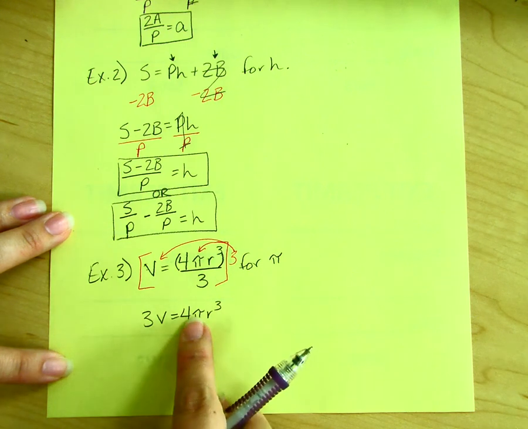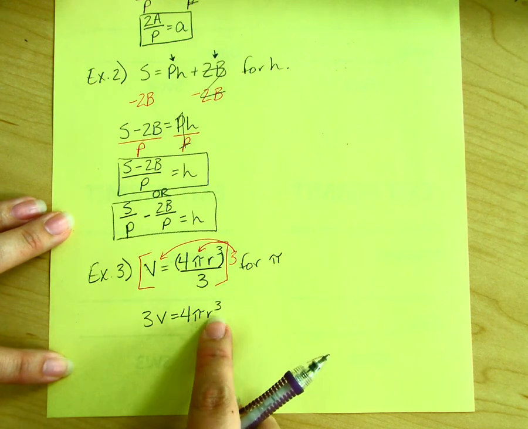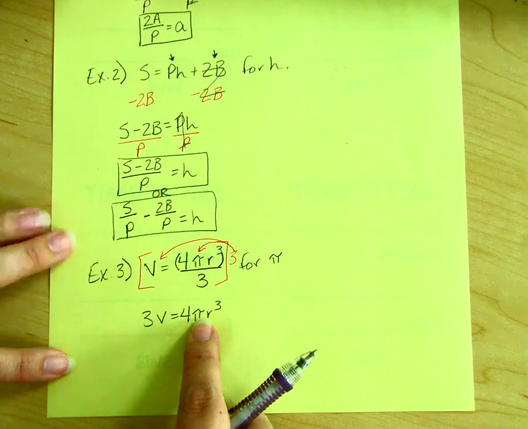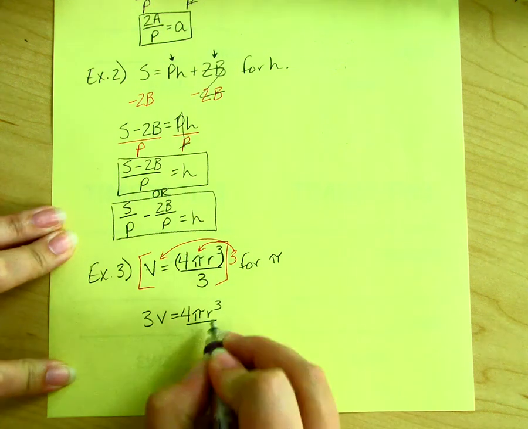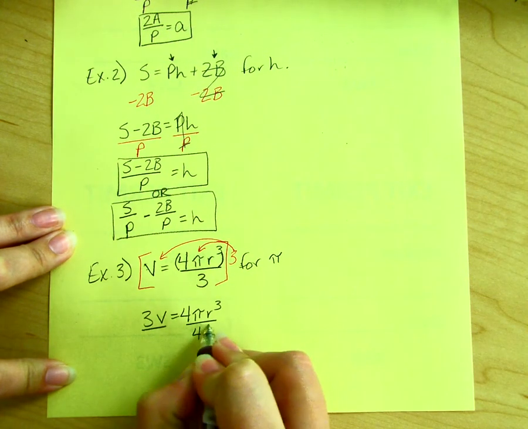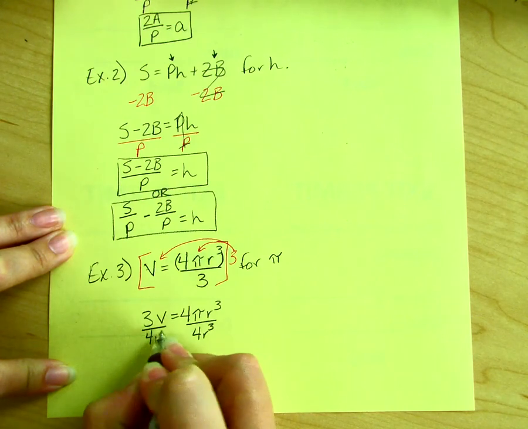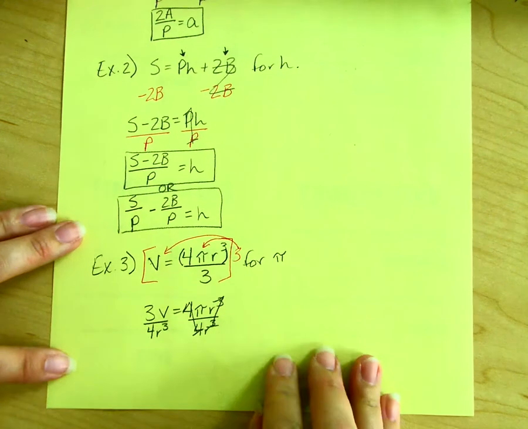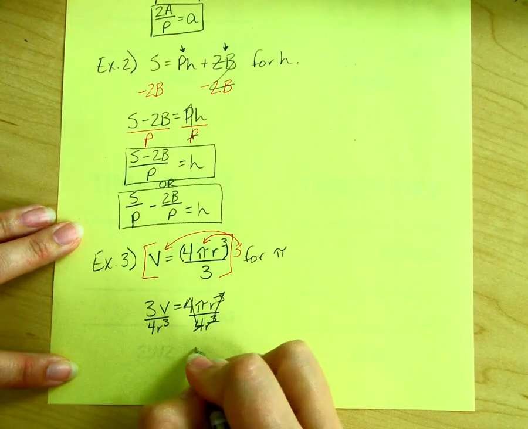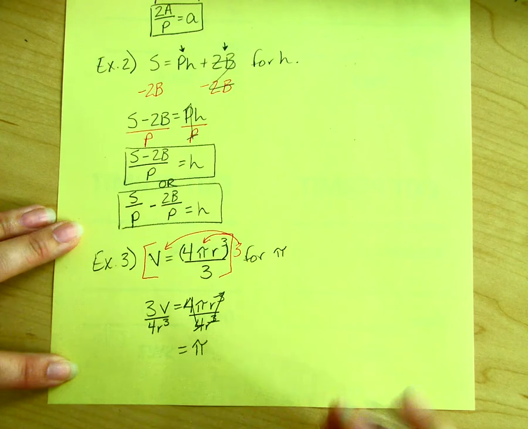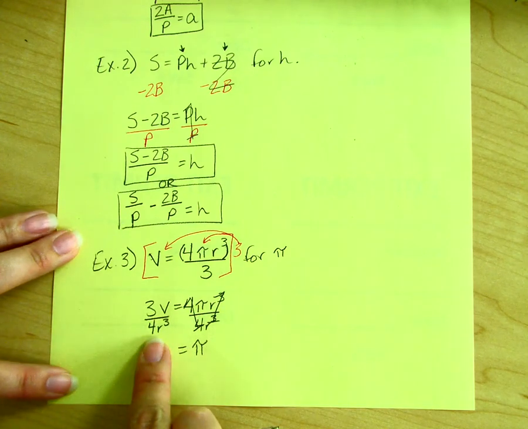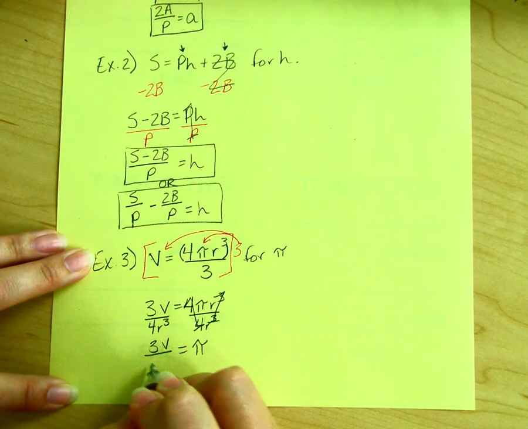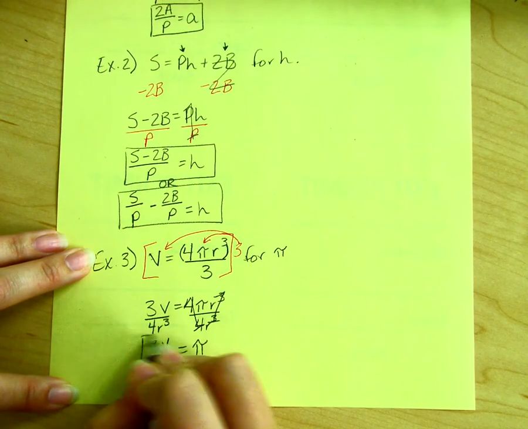I notice that I have a 4 times pi and I have r cubed times pi. I want to get rid of both of those because I want that pi by itself. The way I'm going to do that is by dividing both sides by 4r cubed. Because if I divide by 4r cubed on both sides, this cancels to a 1, this cancels to a 1, so they're gone. And all I have left is pi on the right-hand side. And on the left-hand side of the equal sign, I have 3v divided by 4r cubed. And I have solved for pi completely.